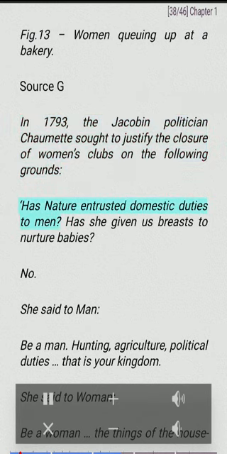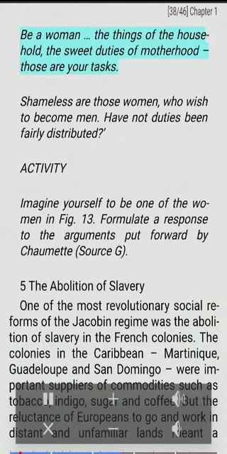Source G. In 1793, the Jacobin politician Chaumette sought to justify the closure of women's clubs on the following grounds. Has nature entrusted domestic duties to men? Has she given us breasts to nurture babies? No. She said to man, be a man. Hunting, agriculture, political duties, that is your kingdom. She said to woman, be a woman, the things of the household, the sweet duties of motherhood, those are your tasks. Shameless are those women who wish to become men. Have not duties been fairly distributed?